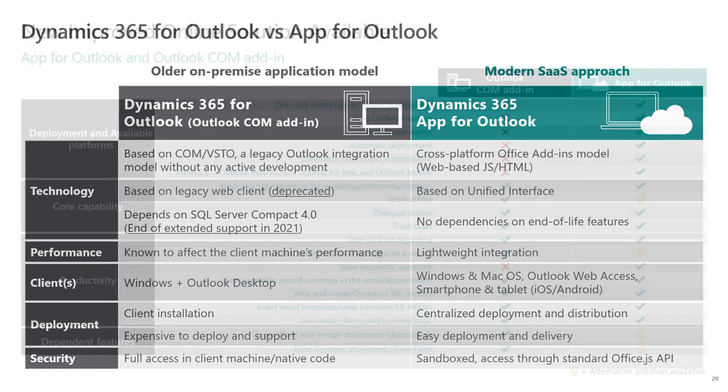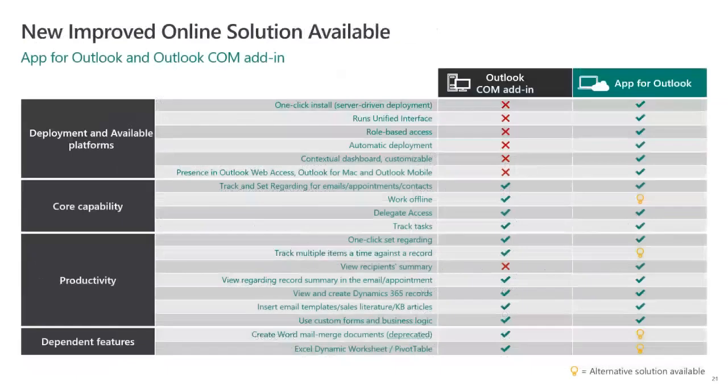Now, feature-wise, this is a comparison matrix between the app for Outlook and the Outlook COM add-in. In terms of deployment and available platforms, as we discussed, the app for Outlook offers many improvements, such as one-click install with a server-driven deployment. It runs on unified interface. It offers role-based access, which allows you to decide which users have the app for Outlook and which don't, based on their security role.